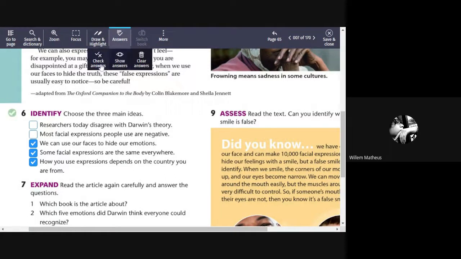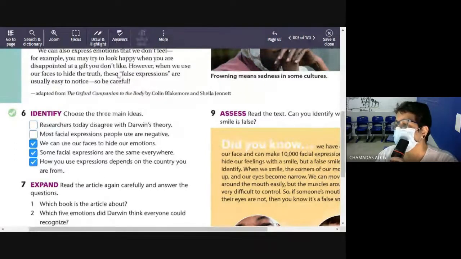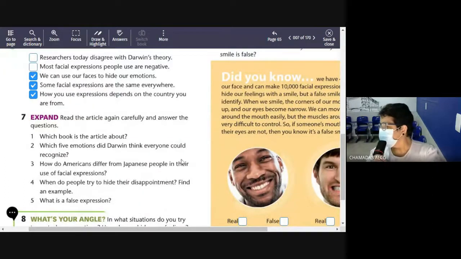So let's check the answers. Yay! Correct. Very good, guys. Exactly. This is it. Okay? You got it. So these are the three main ideas. Okay? Now, who's that? Sorry, I got distracted. Read the article again carefully and answer the questions.